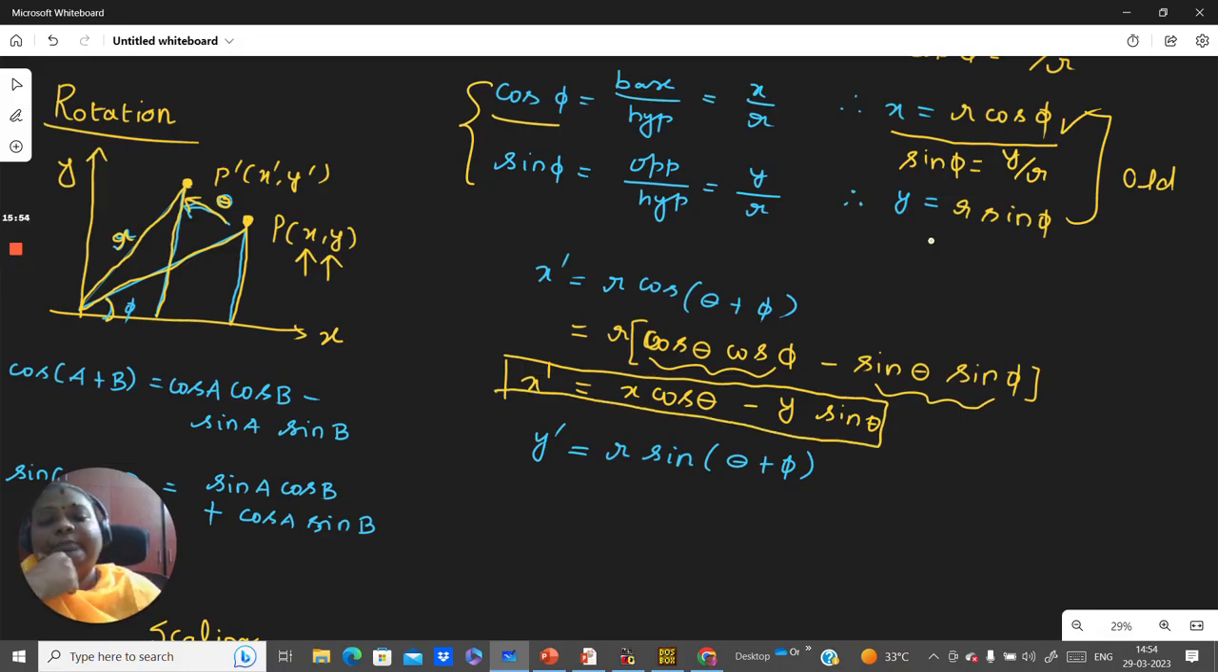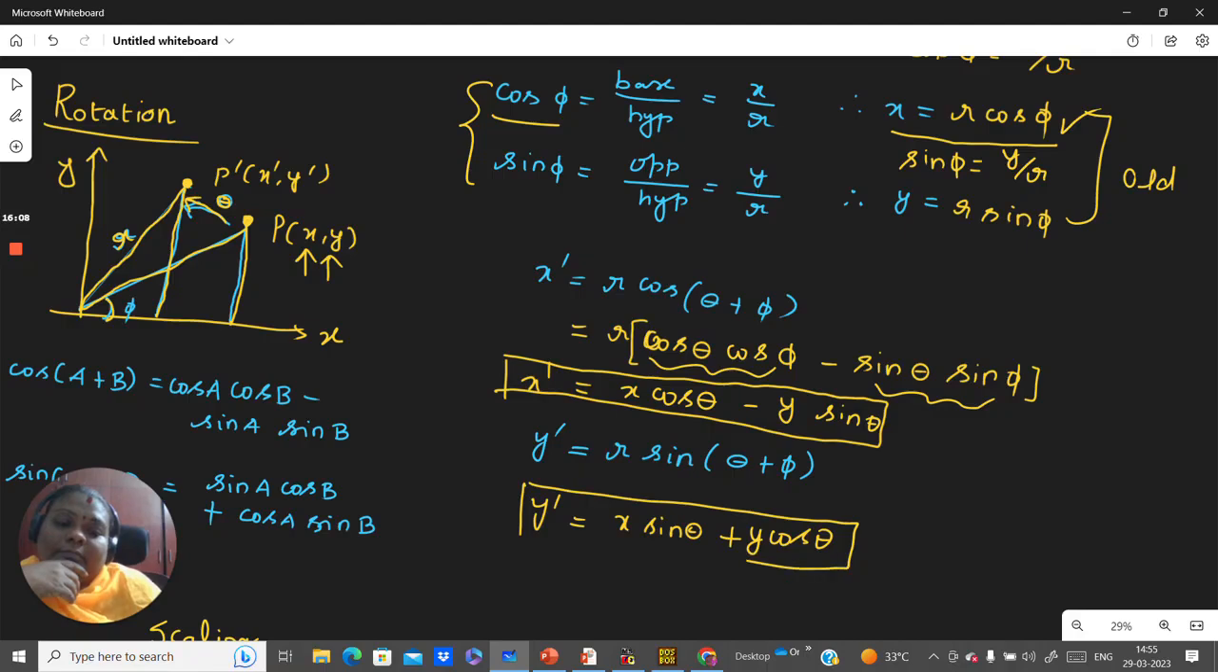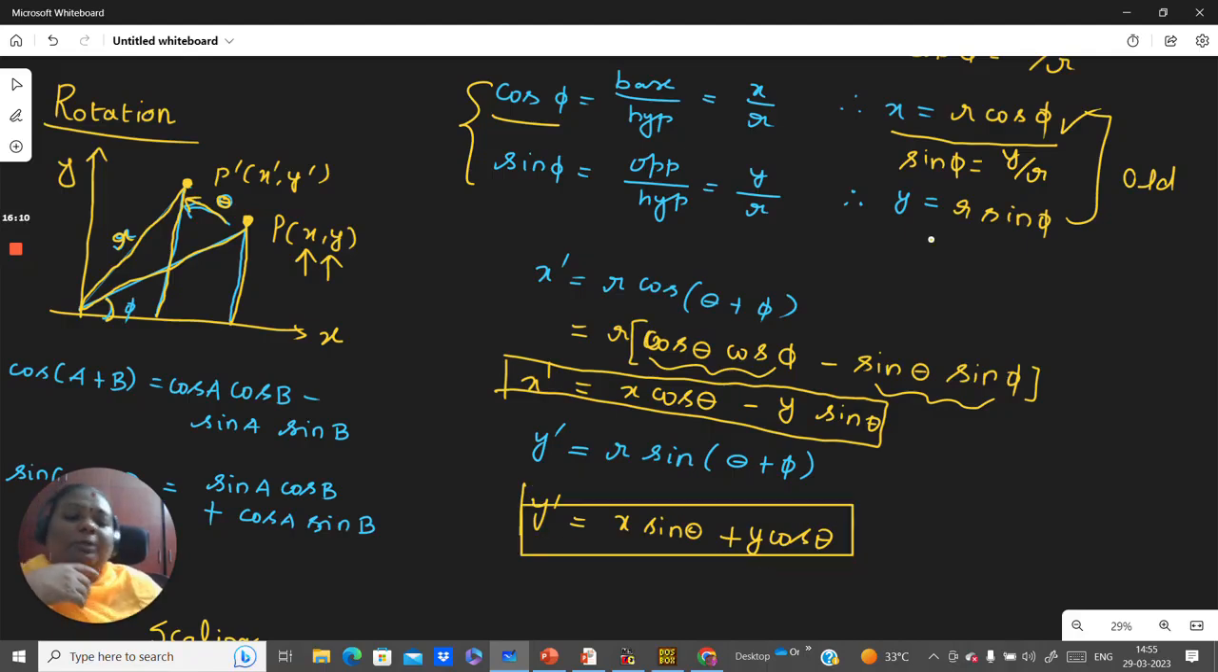Okay. Now, similarly, when you derive for this y dash, you will be getting y dash is equal to x into sine theta plus y into cos theta. So expand it in the form of sine of a plus b. So it will become sine a cos b plus cos a sine b. So that you will be getting y dash is equal to x into sine theta plus y into cos theta.